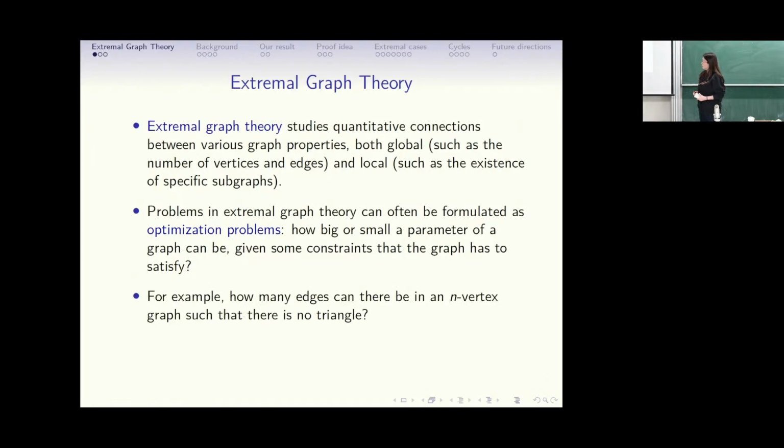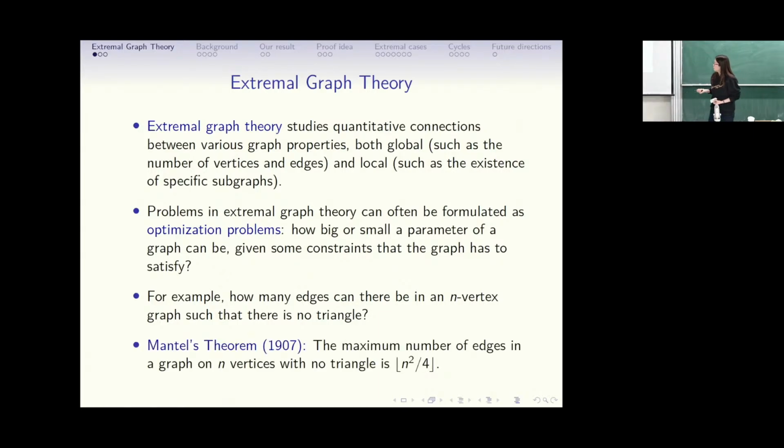For example, this is well known for more than 100 years. How many edges can there be in an n-vertex graph such that there is no triangle? Mantel answered it in 1907 that the maximum number of edges in a graph on n vertices with no triangle is a quarter n squared. And we all know that an extremal graph would just be a complete bipartite graph, balanced.